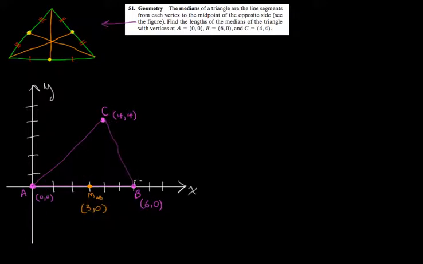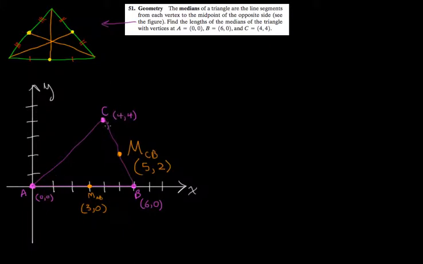And now between C and B. Not as easy, but we can do it. So the average of the x's, 4 plus 6 is 10, over 2 is 5, so 1, 2, 3, 4, 5. And the y's: 4 plus 0 is 4, over 2 is 2. So this is the midpoint of C and B, which is (5, 2). Good.